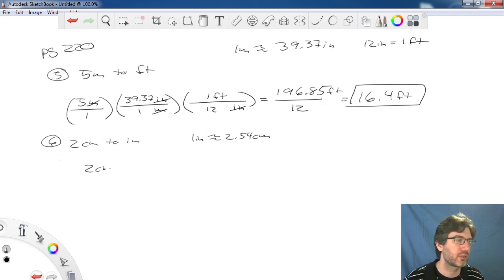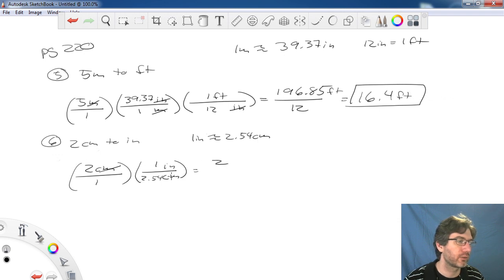So we're going to start with 2 centimeters because that's our given. Put it over 1 because we don't have a denominator here. It's just 2 centimeters. We're going to multiply that by something with centimeters on the bottom, so the centimeters cancel. And then we know inches will be on top. We know it's 1 inch in 2.54 centimeters. Go ahead and solve.